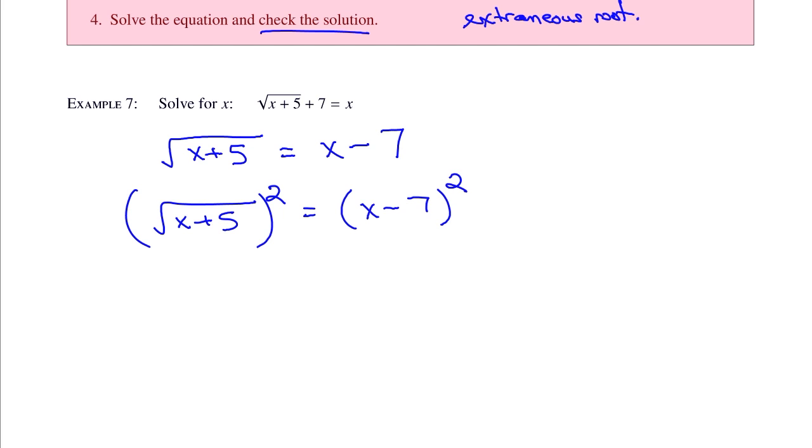On the left side, taking the square root of x plus 5 and squaring it afterwards, those are opposite, and so they cancel. On the right side, we'll use our trick. X minus 7 squared is x squared minus 14x plus 49.